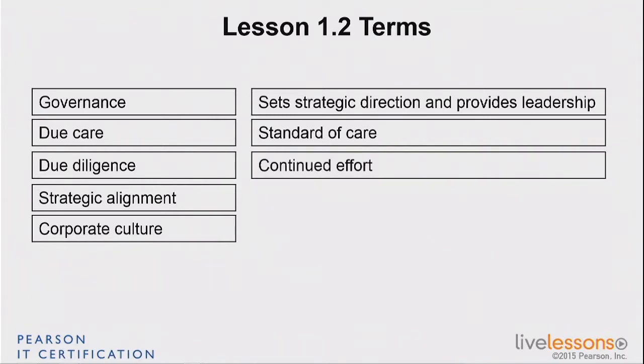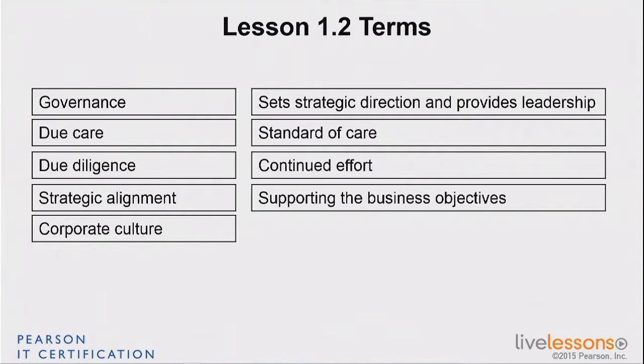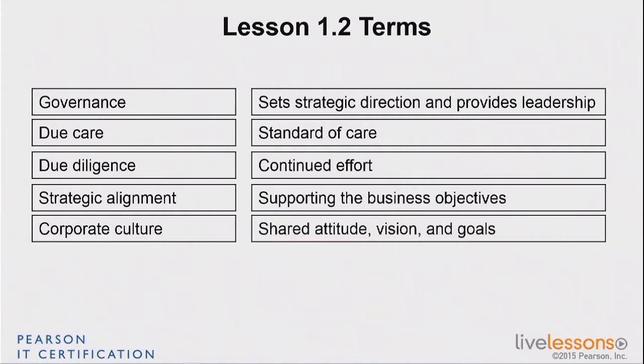Due diligence is our continued effort and activity, recognizing that security is not a set and forget, that we have to be continually reassessing our security posture, the threats, the risks, our controls, everything. Strategic alignment is supporting the business objectives, and corporate culture is the shared attitude, vision, and goals. So governance, due care, due diligence, strategic alignment, and corporate culture.